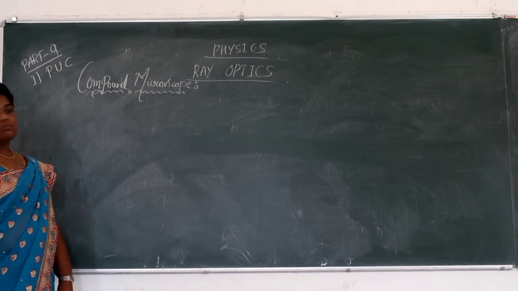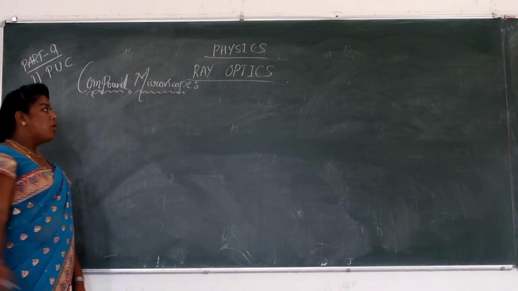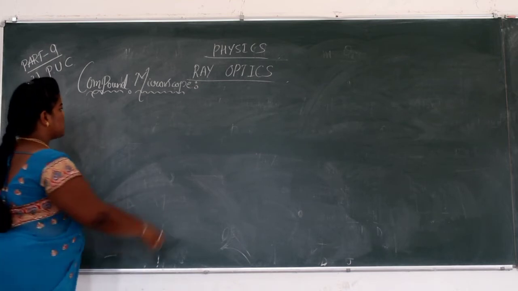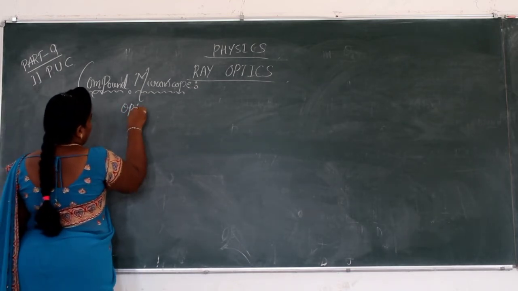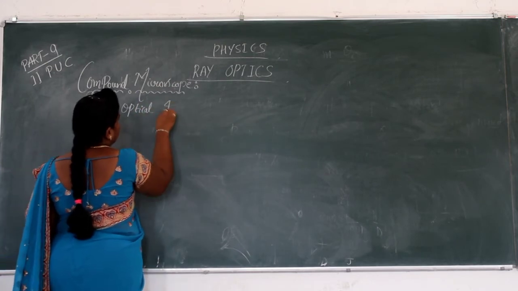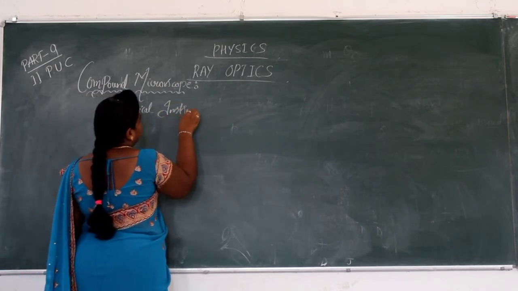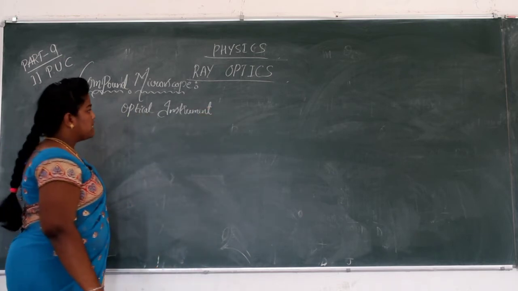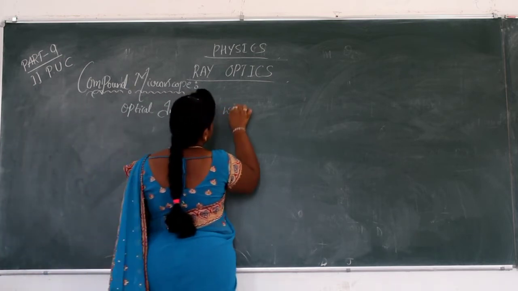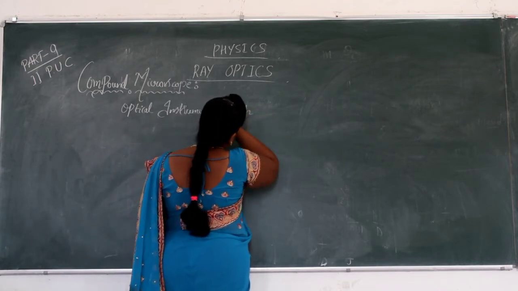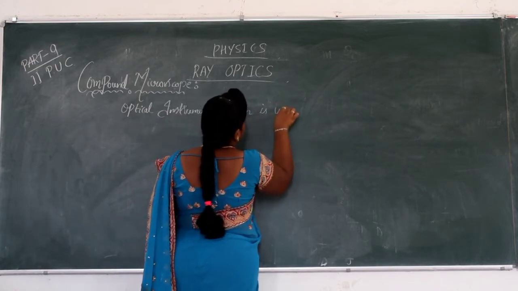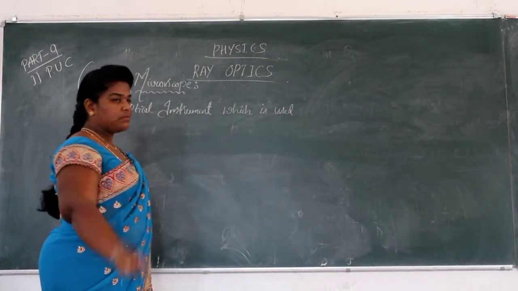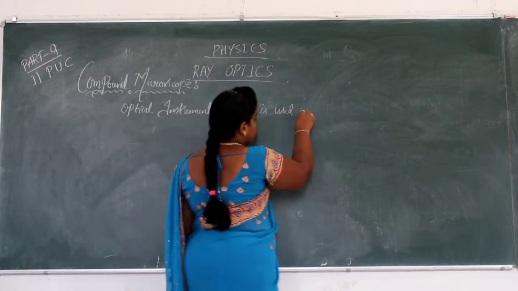Okay then, let us move to the compound microscope. What is this compound microscope? Dear students, obviously it is an optical instrument. The compound microscope is an optical instrument which is used to see tiny objects. You might have observed the compound microscope in your biology lab, where you use it to see tiny objects clearly and distinctly.